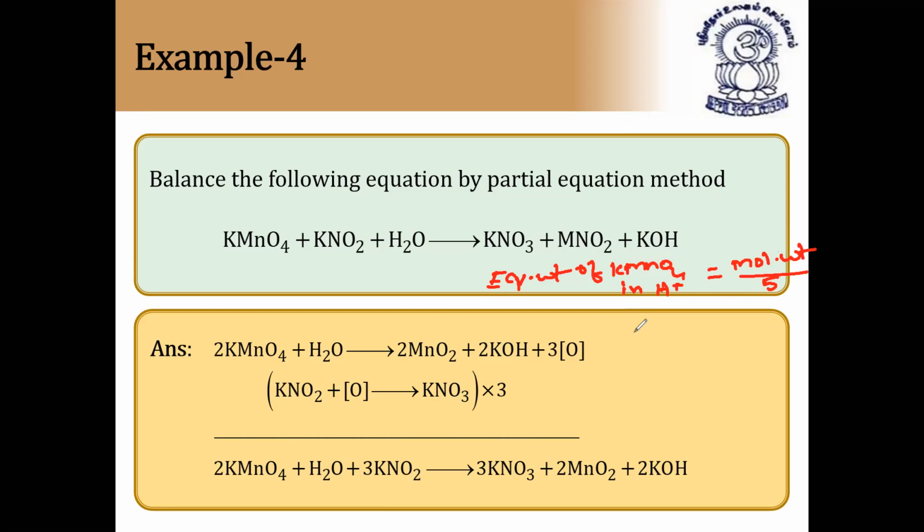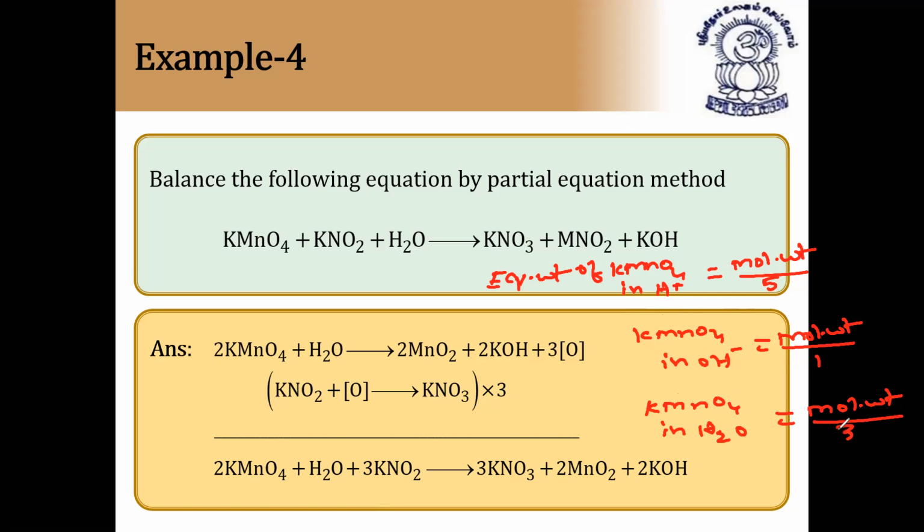Similarly, the equivalent weight of potassium permanganate in basic medium, that is OH minus, is equal to molecular weight by 1, because it is releasing only 1 nascent oxygen. And even if you take manganese +7 state changes to +6, reduction only. So molecular weight by 1. Similarly, potassium permanganate in neutral medium, that is in water, is equal to molecular weight by 3. So these examples they'll ask in the examination for competitive exams.